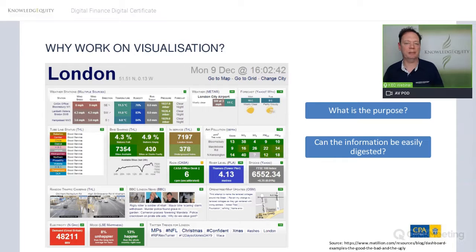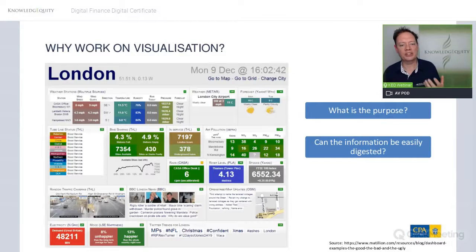Let's have a look at our example, which is a dashboard for the City of London. I want you to think about what's the purpose of this dashboard? Who's the audience for this dashboard? And of course, can the information that's on the screen be easily digested?